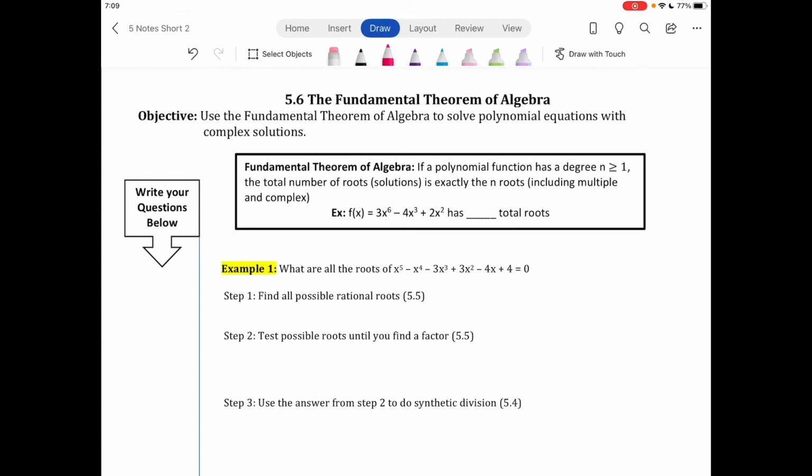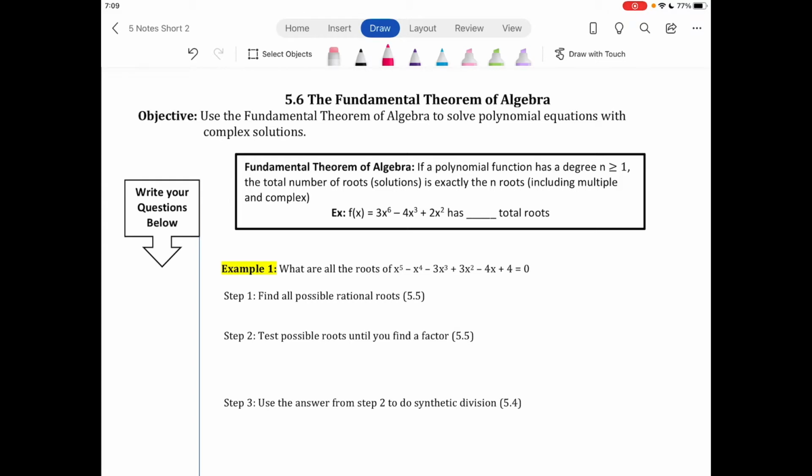5.6 is the fundamental theorem of algebra. We will use this theorem to solve polynomial equations with complex solutions. Yes, it has taken us until chapter 5 to get to the fundamental theorem of algebra that we've been talking about all year, but it's a really handy trick.